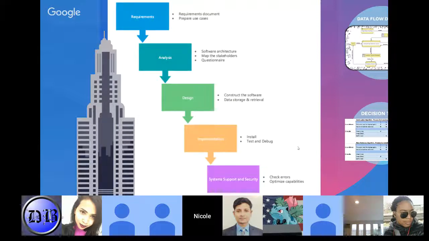Phase 4 is system implementation. The purpose of this phase is to build a system by writing, then testing and documenting. Phase 5 is system support and security. The purpose of this phase is to maintain, enhance, and protect the system.